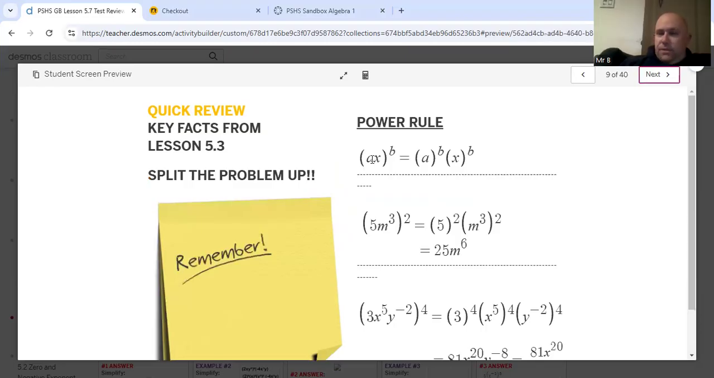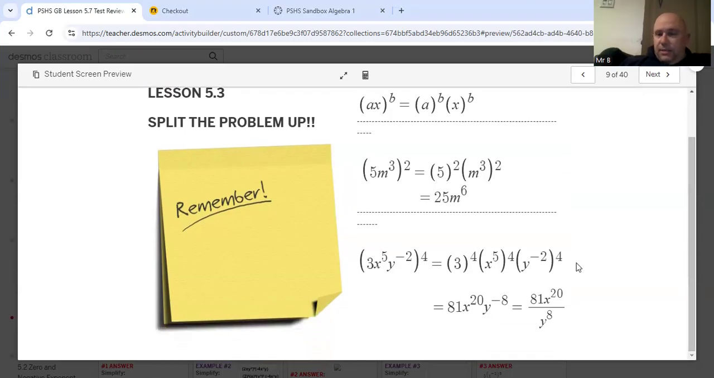And if you have a problem that has more than one term inside the parentheses, it's kind of like the distributive rule. You'd do a to the power of b and then x to the power of b. Or more likely, you're going to see a question that looks like this. So you'd do 5 to the power of 2 and m cubed to the power of 2. And then you just work out each one. 5 squared is Desmos. 3 times 2 is 6 using your power to the power rule.